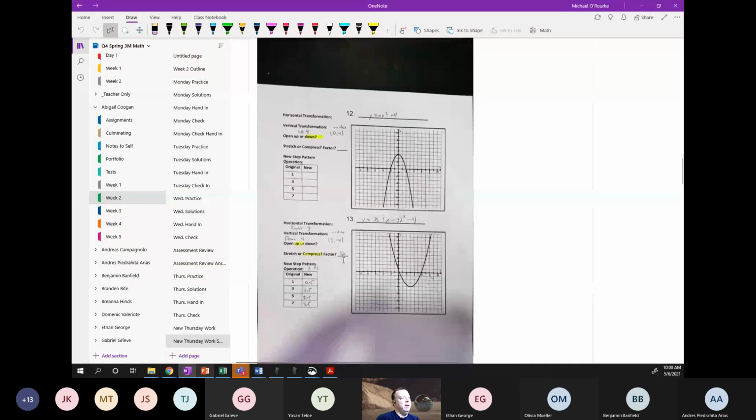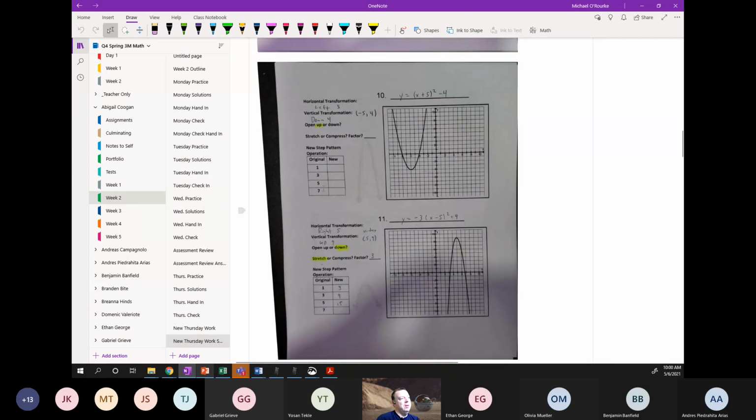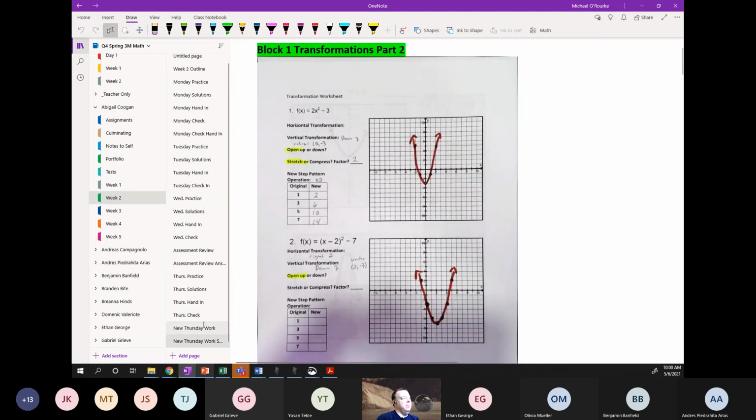With my beautiful handwriting. Now, sometimes if I didn't include a new step pattern, that's because it's a 1 in front. Okay, which I really should have. I should have written -1, but I must have been lazy as I was doing it.